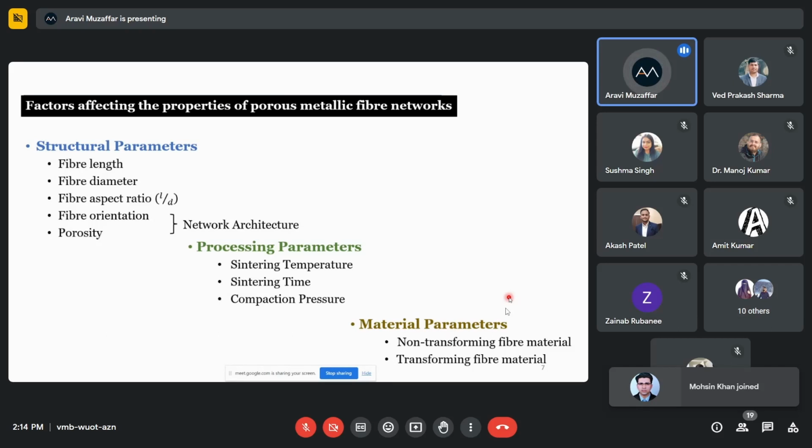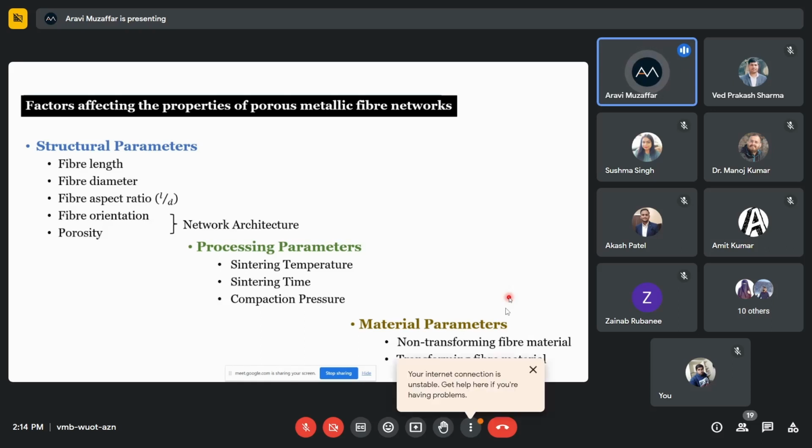So generally, in a very broad sense, we can divide the entire materials into two broad categories. We can say that we have non-transforming fiber materials and transforming fiber materials. Here, I'll just give a brief description of these materials. Non-transforming fiber materials refer to the fiber materials which do not show change in phase whenever they are loaded. So you have a single phase when they are loaded, and after loading also you have the same phase.